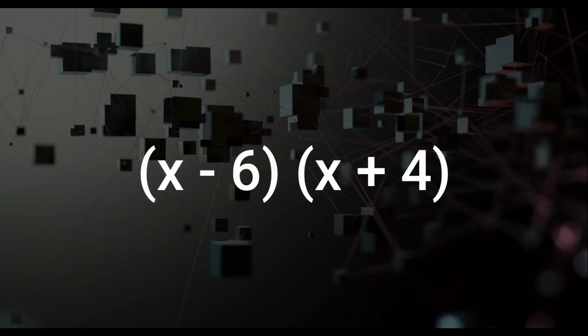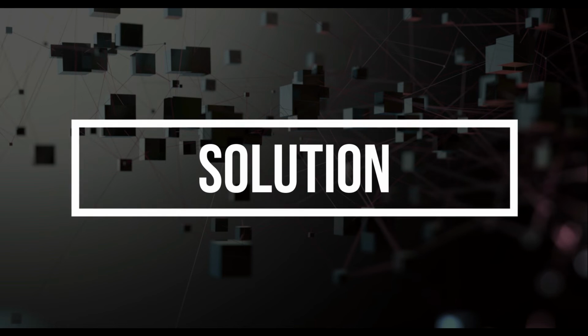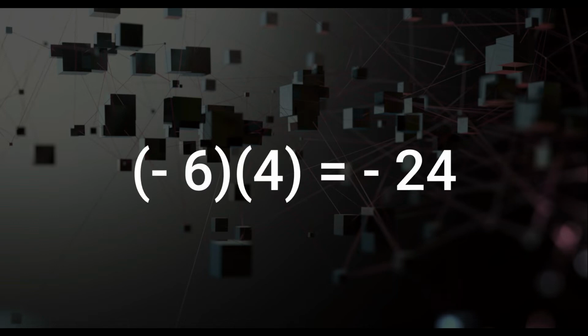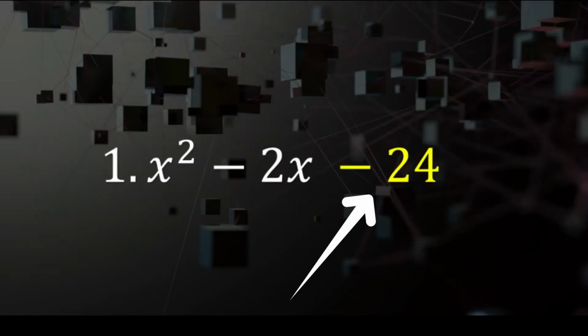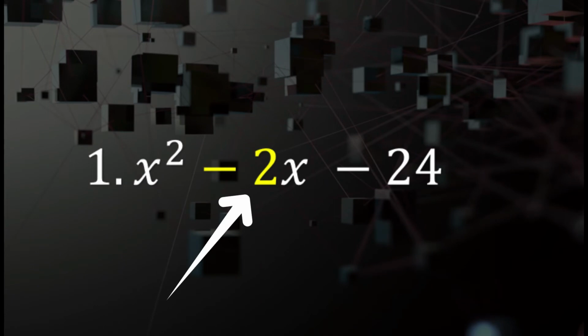The first given has factors of x minus 6 and x plus 4. If you check whether it satisfies the condition, then -6 times +4 is -24, which is our last term or C. And -6 plus 4 is -2, which is our second term or B.